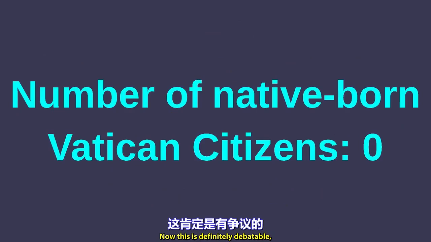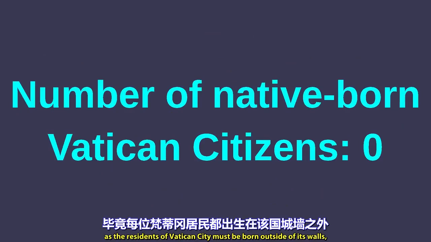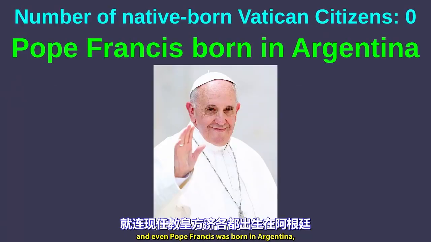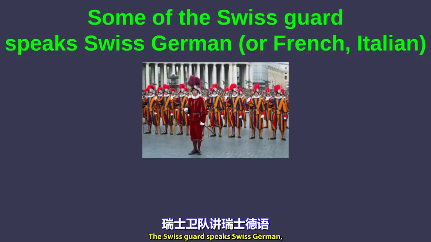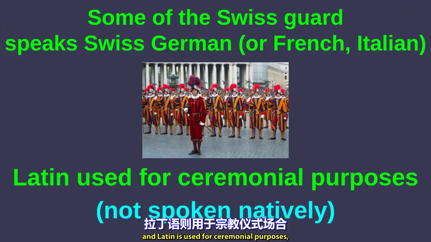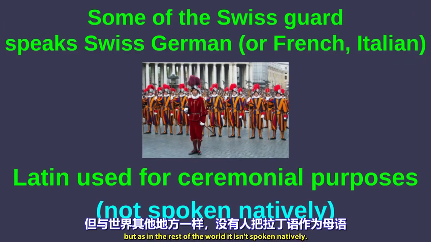Now, this is definitely debatable, as the residents of Vatican City must be born outside of its walls, and even Pope Francis was born in Argentina. But this is just what Ethnologue's Linguistic Diversity Index says. The Swiss Guard speaks Swiss German, and Latin is used for ceremonial purposes, but as in the rest of the world, it isn't spoken natively.